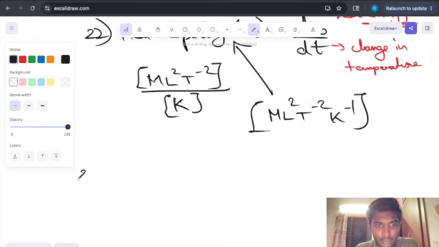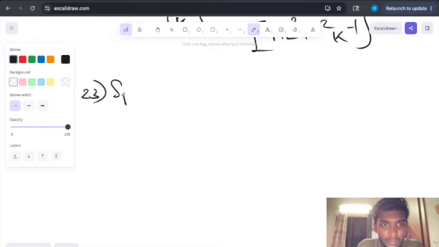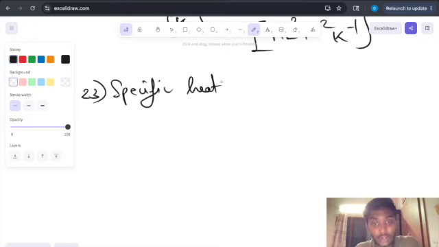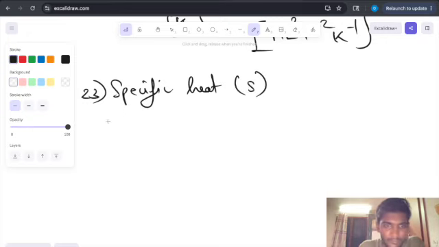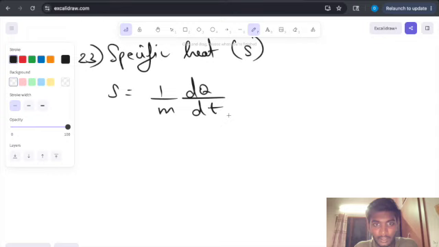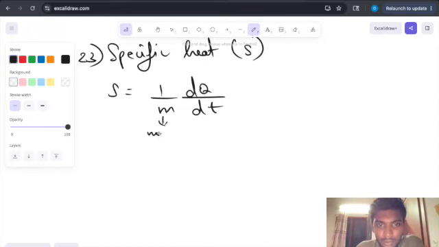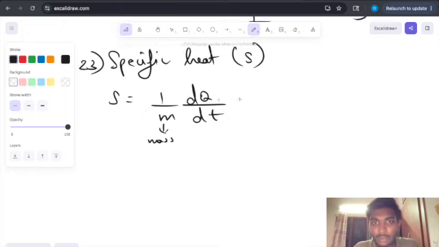Then we can move on to specific heat. These are all the formulas that you will be learning as part of your curriculum moving forward in your class 11th and 12th grade. Therefore, it is fine if you don't understand all these things right now. Once you learn those, this will be very helpful and you will have a better understanding of all these things. So this is 1 by m dQ by dT. So 1 by m, this is mass. And we know what dQ by dT is.